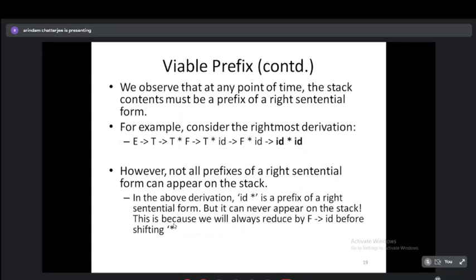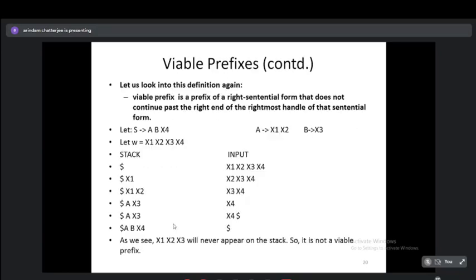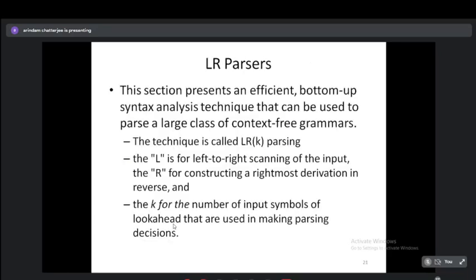So not all prefixes of a right sentential form can appear on the stack. For example, ID star is a prefix of a right sentential form, but it can never appear on the stack, because we will always reduce a production to ID before shifting star. Please note that. So ID star is a prefix, but it's not a viable prefix. Okay, I'll come to the viable prefix again in the next class.